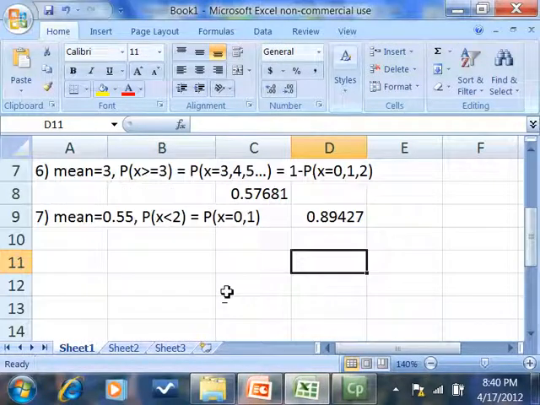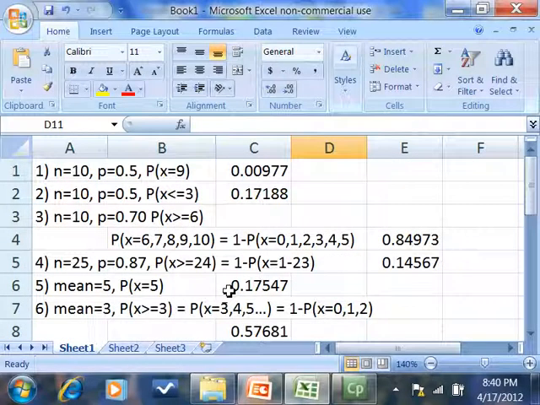Now, that's going to be the review for the Chapter 6 material, and that's how you tell what to use. Do you use binomial, do you use Poisson, or what exactly?